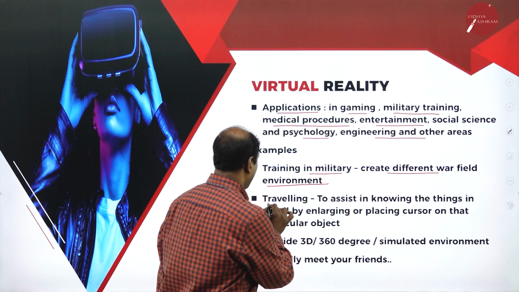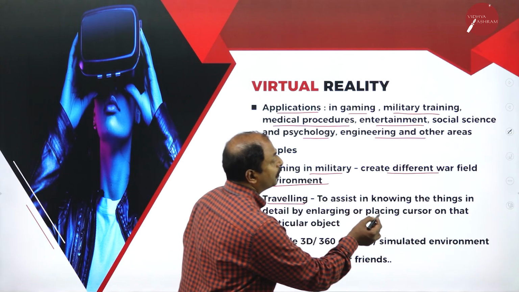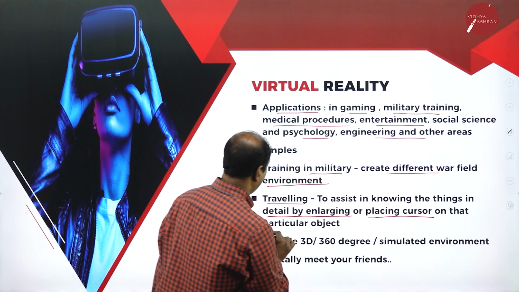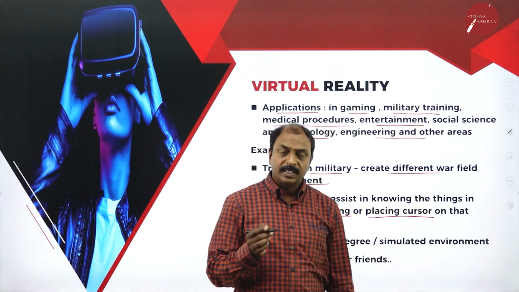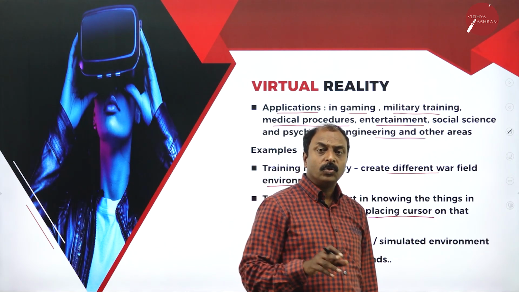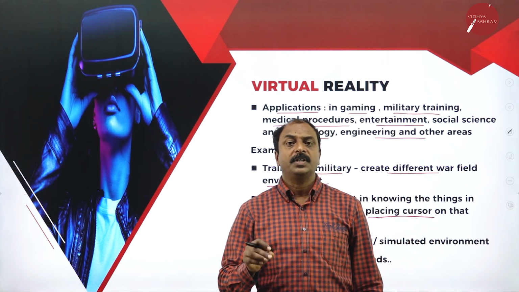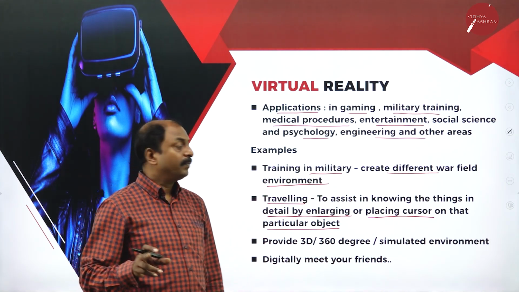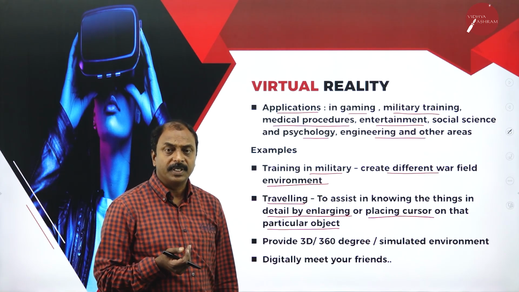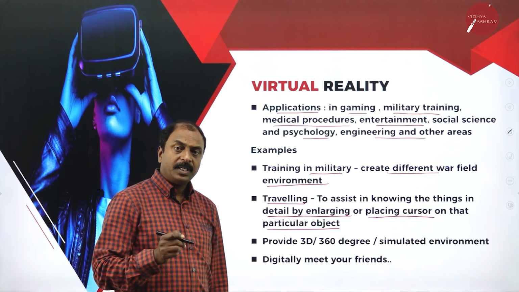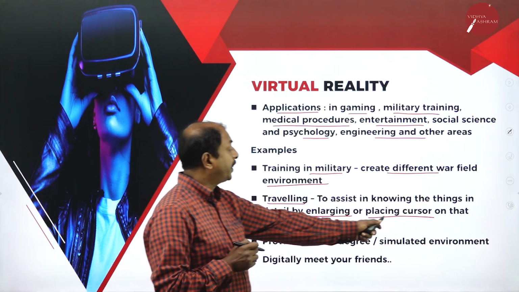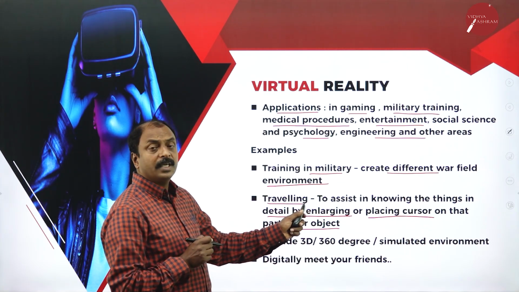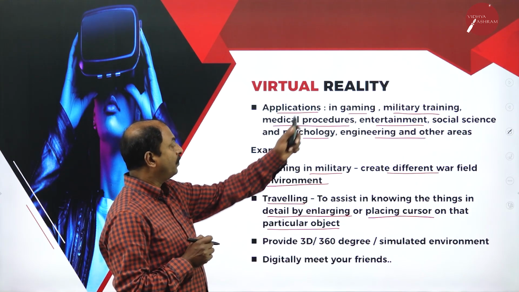Next, in traveling, it assists in knowing things in detail by enlarging or placing a cursor on a particular object. For example, when you're traveling, you would like to know more about a particular object or piece of information. You place the cursor over it and enlarge it with the help of a cursor or a mouse, so that you have the details of that particular location or place in any environment. This is another application of VR.